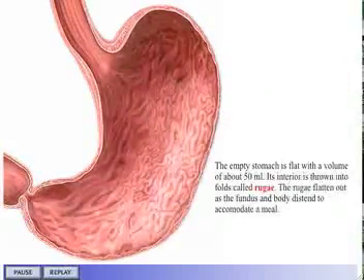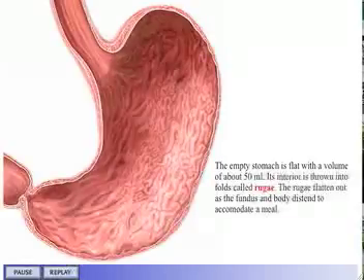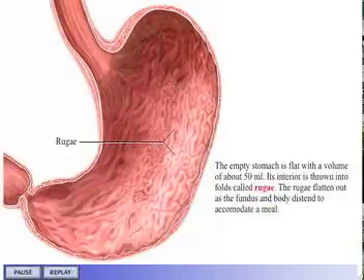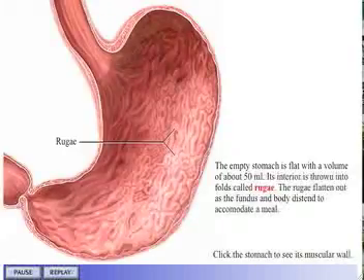The empty stomach is flat, with a volume of about 50 milliliters. Its interior is thrown into folds called rugae. The rugae flatten out as the fundus and body distend to accommodate a meal. The stomach can hold about 1 liter of food with little change in internal pressure. Pressure rises as the stomach distends further to accommodate up to 4 liters of food. Click the stomach to see its muscular wall.